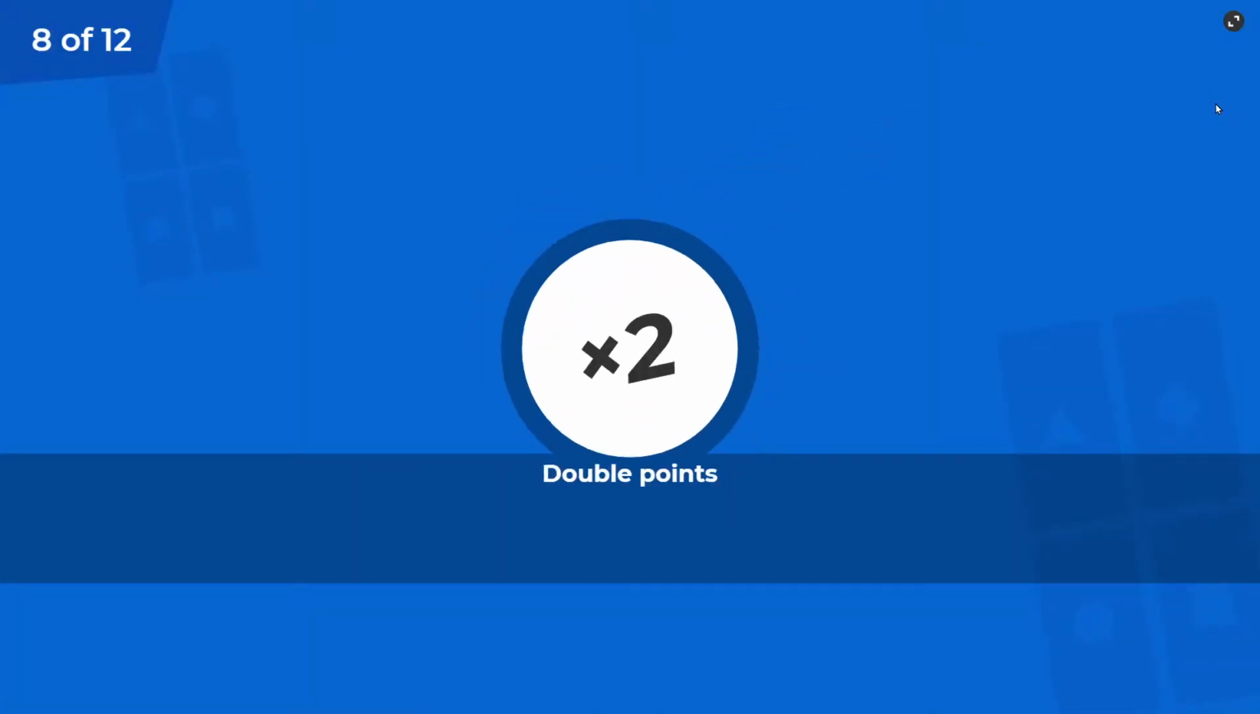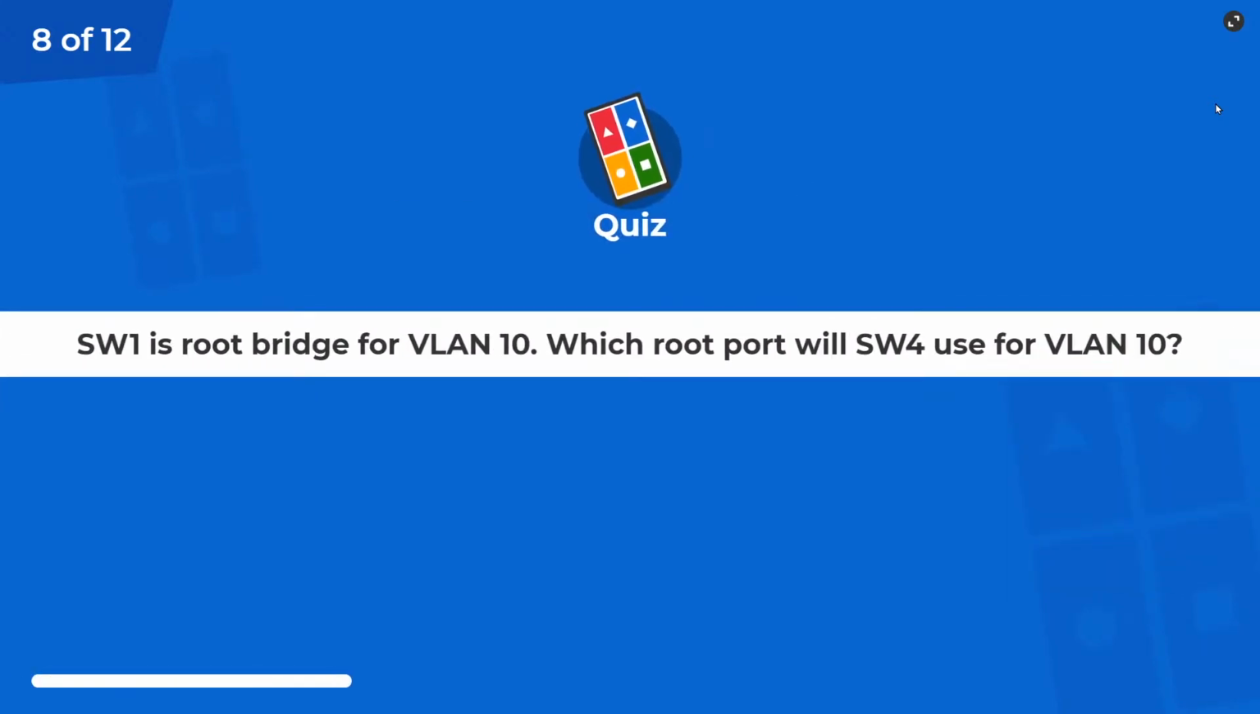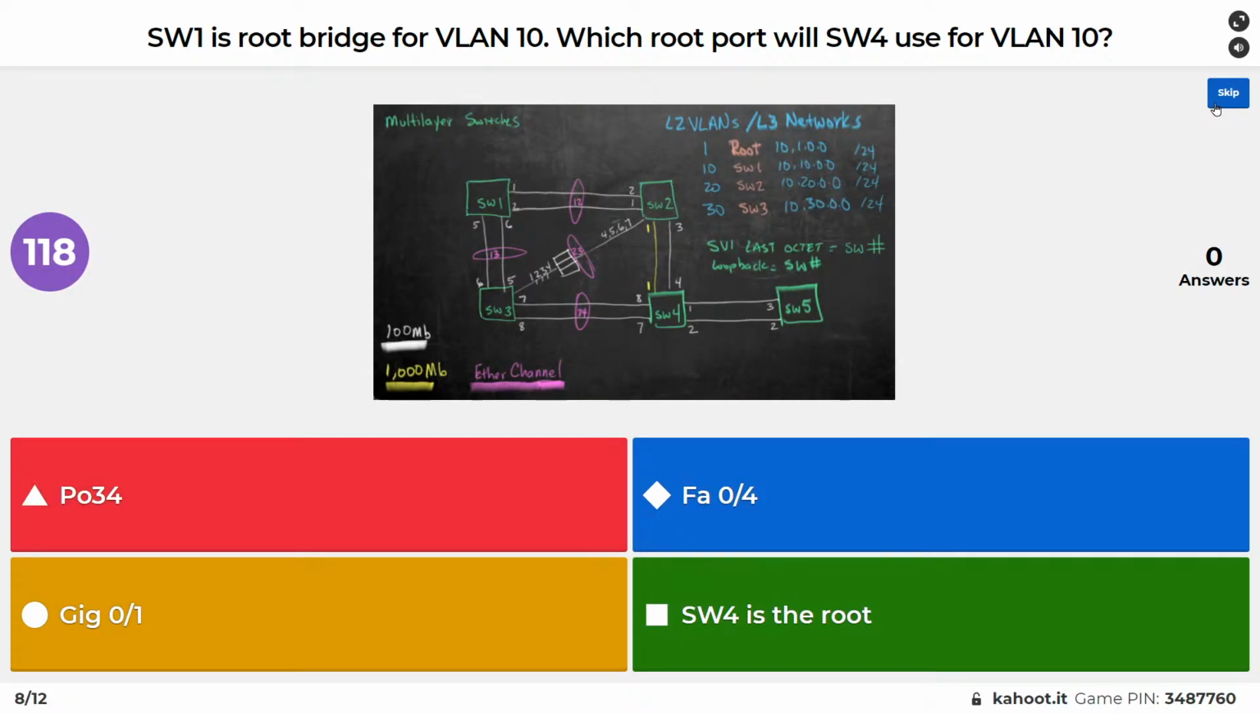Fantastic. Here is question number 8. It's double points. Switch 1 is the root bridge for VLAN 10. Regarding switch 4 in the topology, which interface will it choose to be the root port for that same VLAN? There are also port channels there that are indicated with the pink color. 100 megabit links, Fast Ethernet, are in white, and the gigabit links are in yellow.